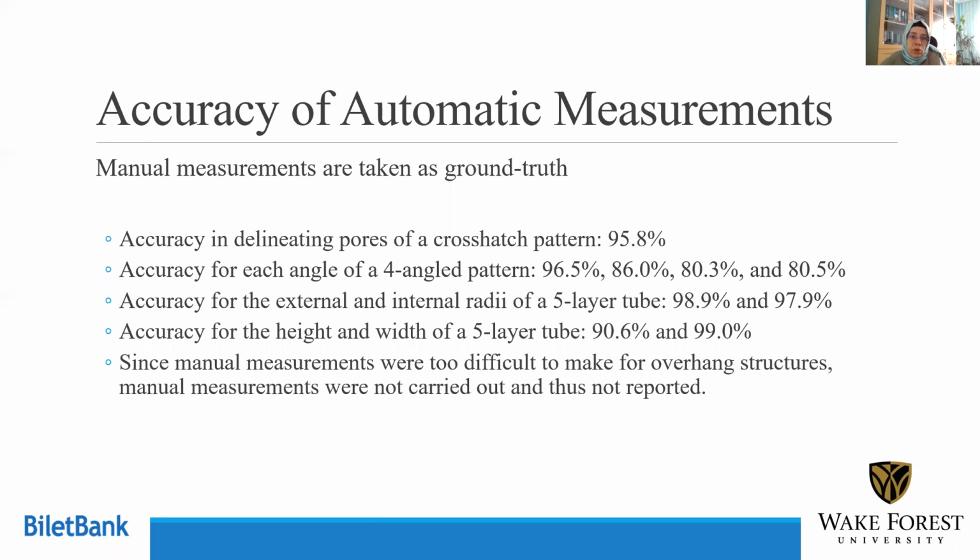Accuracy in delineating pores of a crosshatch pattern is 95.8%. Accuracy for each angle of a 4-angle pattern is 96.5, 86.0, 80.3, and 80.5%. Accuracy for external and internal radii of a 5-layer tube is 98.9% and 97.9%. Accuracy for the height and width of a 5-layer tube is 90.6% and 99%. Since manual measurements were too difficult to make for overhang structures, manual measurements were not carried out and thus not reported.